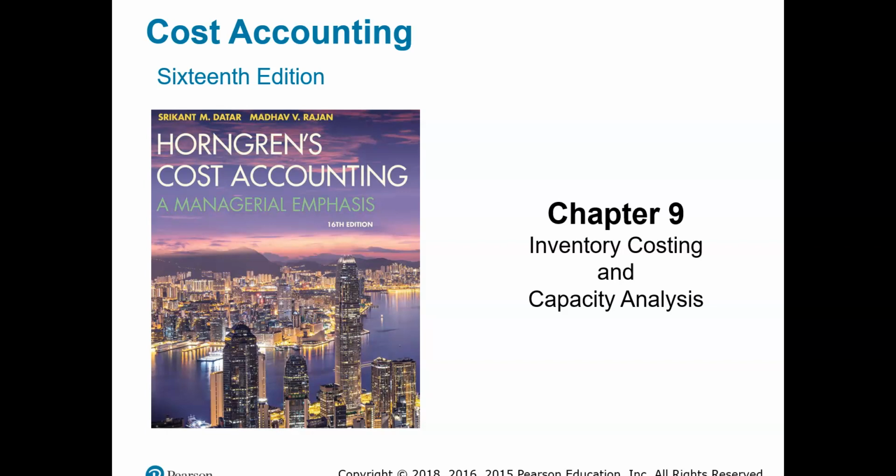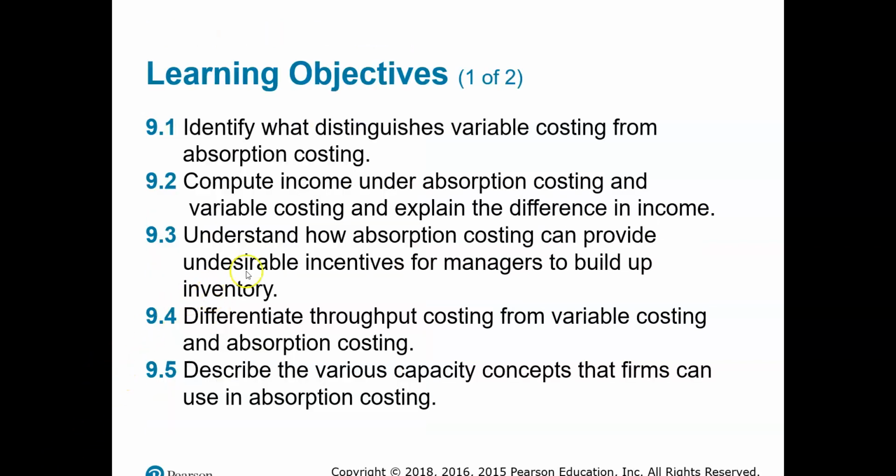So inventory costing. What are we looking to do in this chapter between this session and the next section? Well, we're looking to identify what distinguishes variable costing from absorption costing. These are terms that you should have remembered from managerial accounting. Compute income under absorption costing and variable costing, and explain the differences in income. Understand how absorption costing can provide undesirable incentives for managers to build up inventory. Then we want to differentiate throughput costing from variable costing and absorption costing.